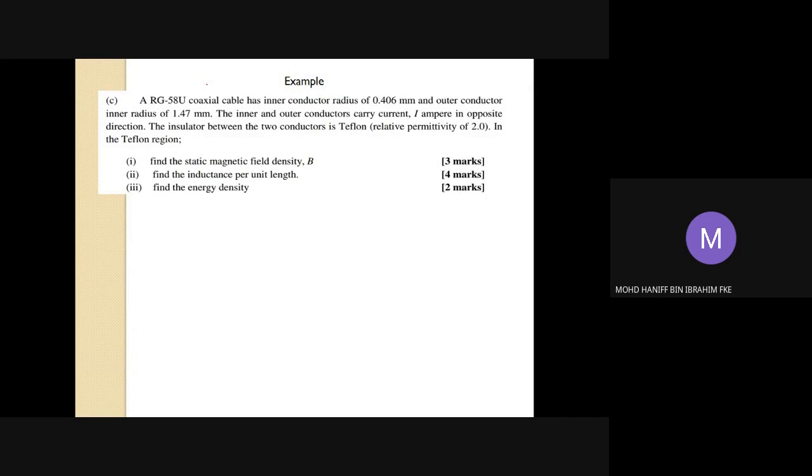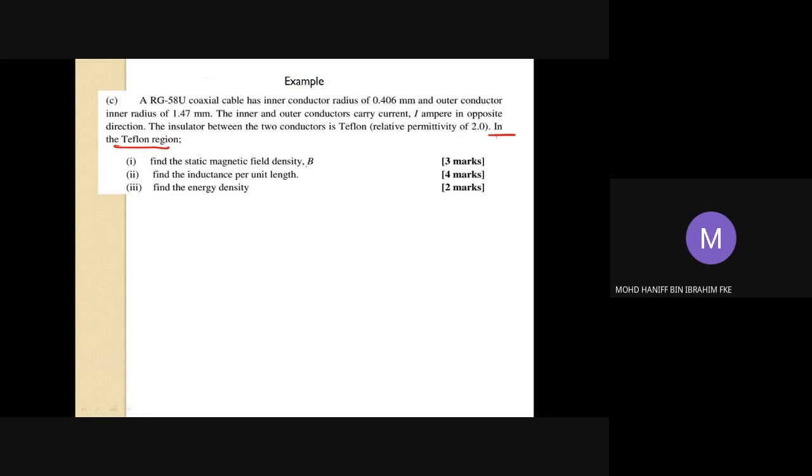So we are given a coaxial cable having an inner conductor radius of 0.406 millimeter and an outer conductor inner radius of 1.47 millimeter. The inner and outer conductors carry current I ampere in opposite directions. The insulator between the two conductors is Teflon with a relative permittivity value of 2.0. We need to find, in the Teflon region, so that should be the region of interest.